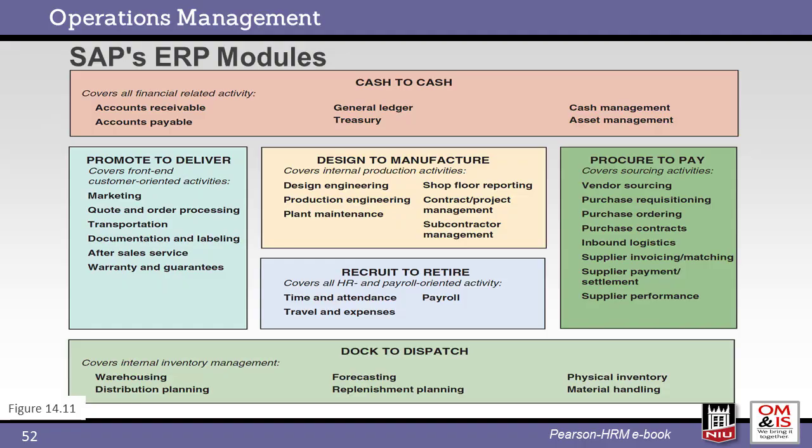The company SAP provides a commonly used business ERP tool. This diagram shows the major modules within SAP along with the primary functions of each. Oracle also provides an ERP solution.